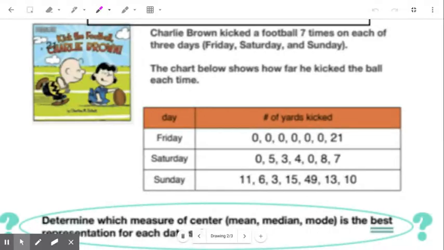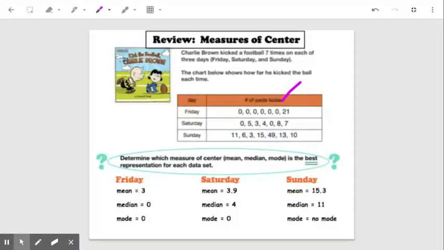Saturday, he was pretty consistent between 0 and 8. And on Sunday, you can see he kicked it a lot of times, noting in particular this 49 here that's really big. So down below here, what I have is a question for you.